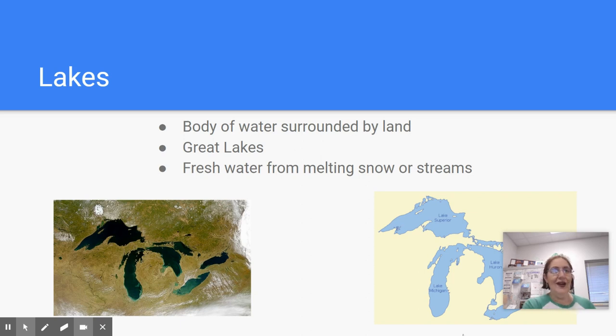So, all right. It's a body of water surrounded by land. Okay. And fresh water. And it usually comes from snow or springs. All right. Okay, so that is your bodies of water.